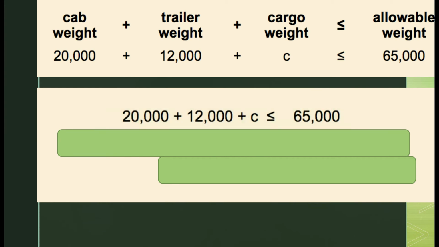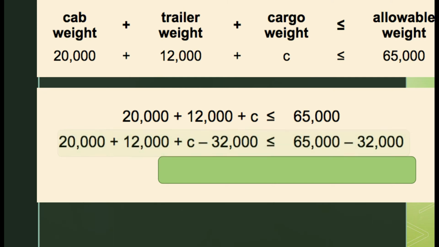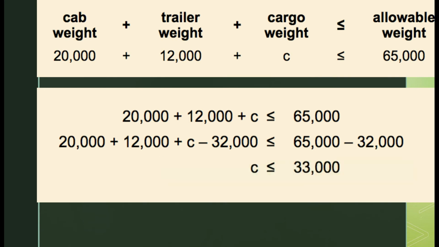So we can add our 20,000 and 12,000, and that's going to give us 32,000. So we can subtract 32,000 then from both sides of the inequality, which then leaves us with C is less than or equal to 33,000. And that's 33,000 pounds. So the cargo that we're allowed to have can be up to 33,000 pounds, but nothing more than that.